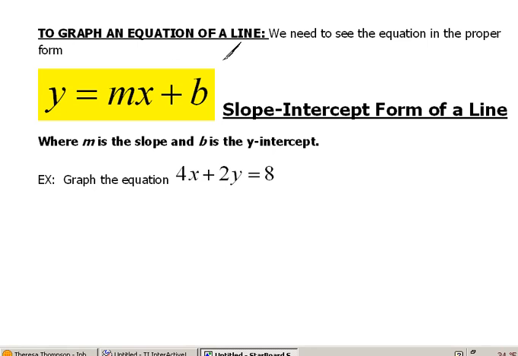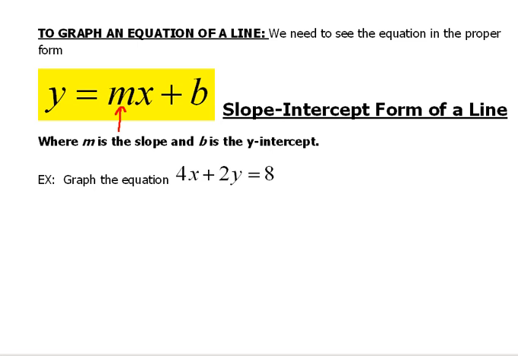So if you're going to graph an equation of a line, you need to see it in the proper form, and that would be y = mx + b. This is the right form. So this is called slope-intercept form of a line, where m is the slope. Here's our slope, and b is the y-intercept.